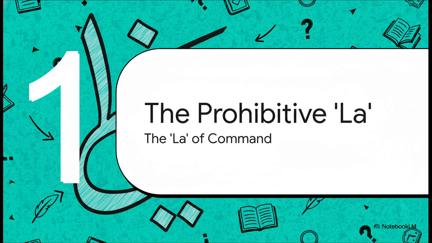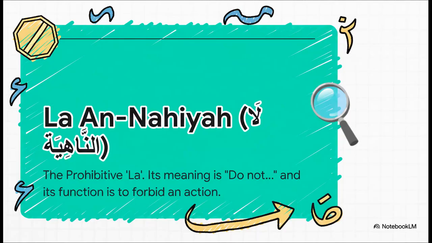Right, let's jump in with the first type of la. This is the heavy hitter. This is the one that carries the full weight of a command, the one that tells you what not to do. In Arabic, it's called La-e-Nahi, which basically means the prohibitive la. Its whole job, its entire purpose is to forbid something, to prohibit an action. So when you see this la, you know someone is being told, do not do this. Simple as that. It's the exact opposite of a positive command.